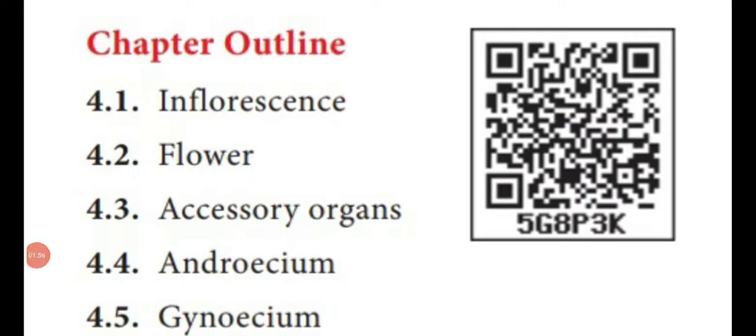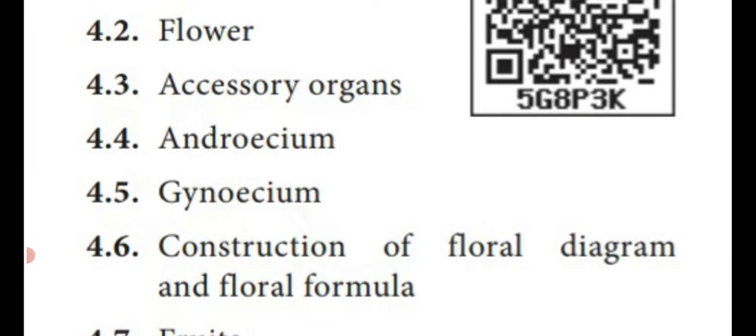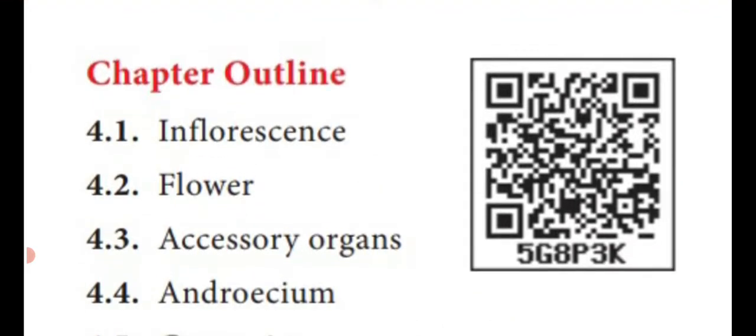Dear students, see the outline of the lesson. First, inflorescence, then parts of a flower, then accessory organs, that is calyx and corolla, then androecium, the male reproductive organ, gynoecium, the female reproductive organ, and the last part is construction of floral diagram and floral formula. That means how we draw the floral arrangements with the help of a diagrammatic representation, known as floral diagram and floral formula. Now we are going to see inflorescence.